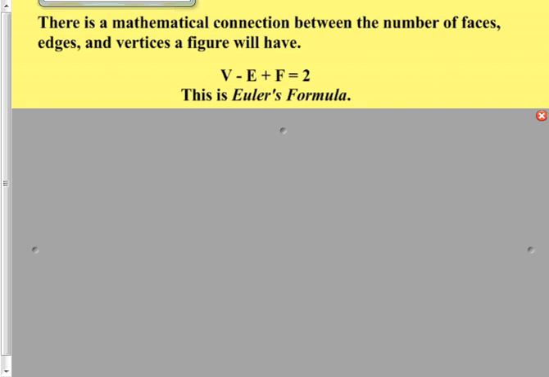So if you can come up with one, perhaps I can offer you some extra credit or something like that if you can invent some kind of a cutesy saying for the whole class to be able to remember this thing.